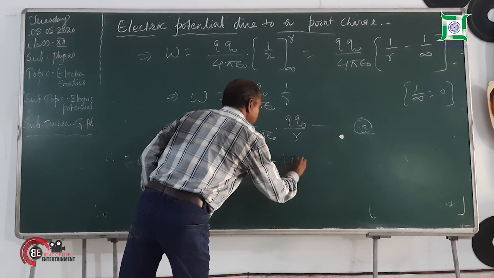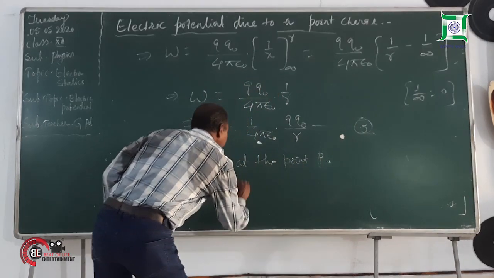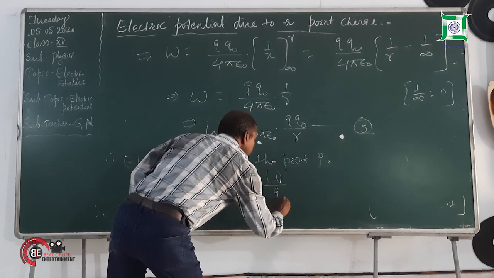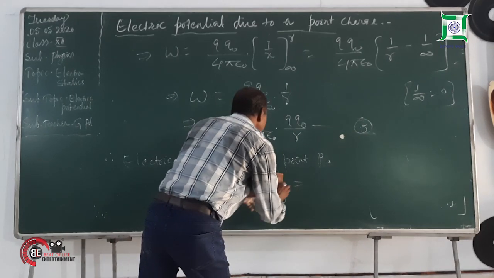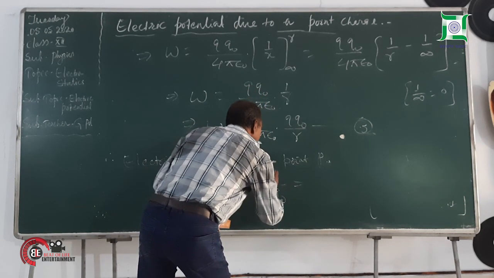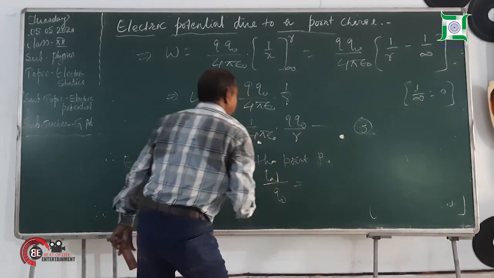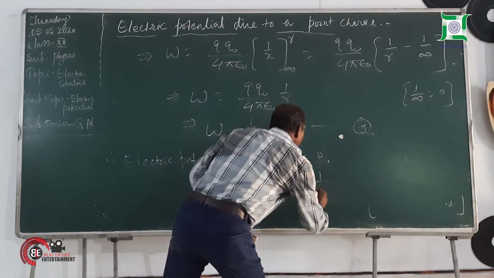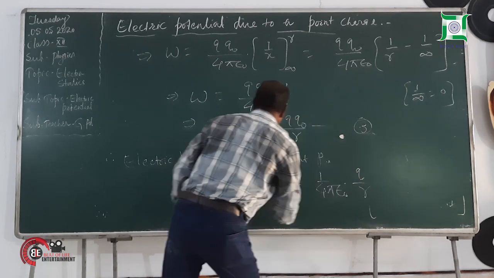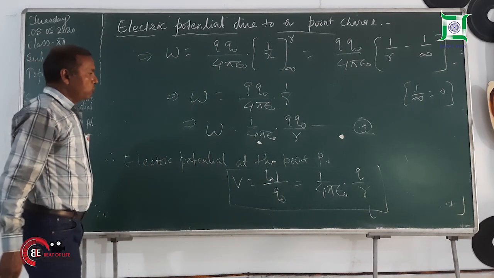at the point P, V is equal to W by q naught, and q naught and q naught will be cancelled out, then it will be equal to 1 by 4 pi epsilon naught into q by r. This is the required expression for the electric potential due to a point charge.